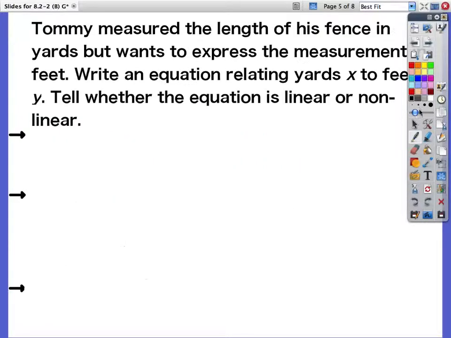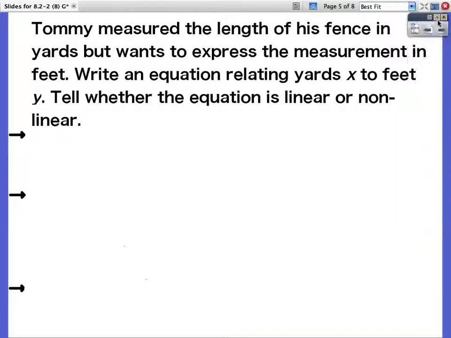Let's do one more example. This example deals with measurements. Tommy measured the length of his fence in yards, but wants to express the measurement in feet. Write an equation relating yards x to feet y. Tell whether the equation is linear or nonlinear.